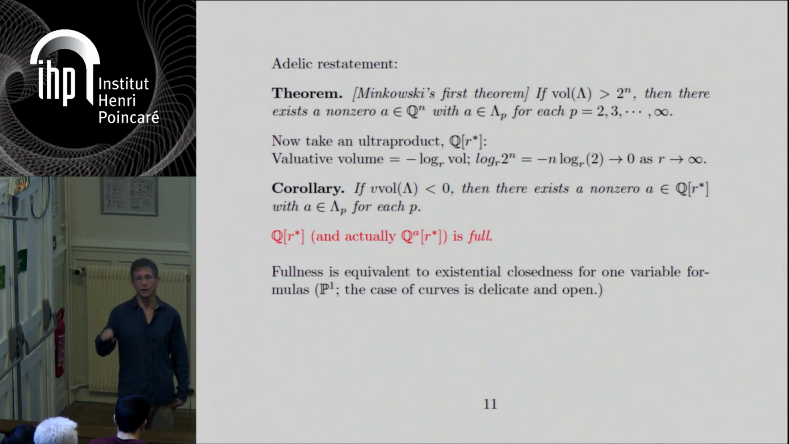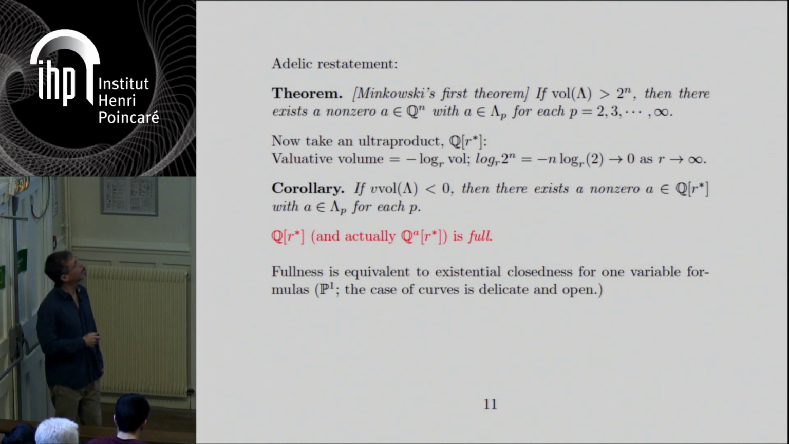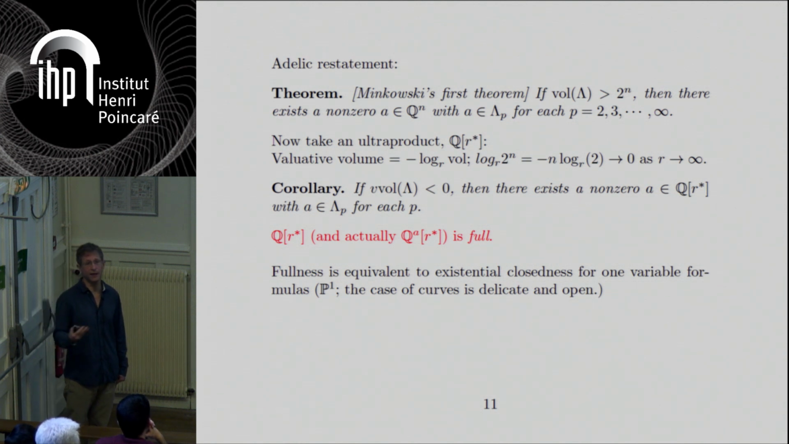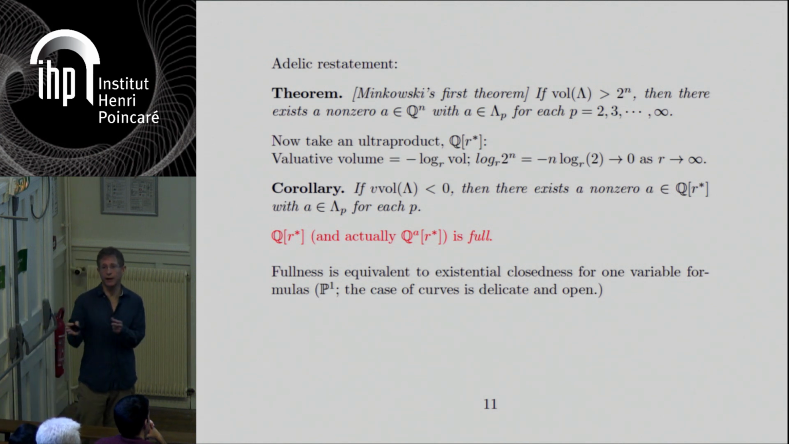All these factors that you get in the Archimedean prime become 0. So the corollary is that in the ultraproduct, if the valuative volume is negative, meaning that in the factors it would have to be bigger than any given standard number, in particular bigger than 2 to the n, then there exists a non-zero solution. There exists an element which is constrained in that way p-adically for every p.